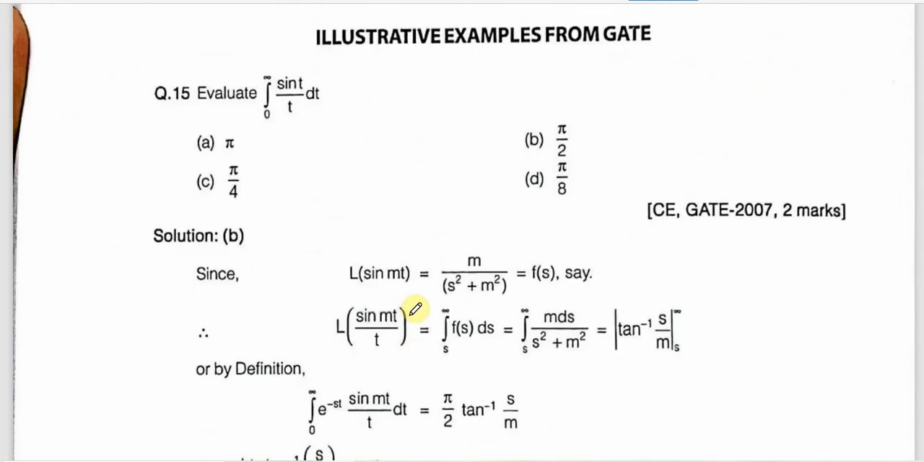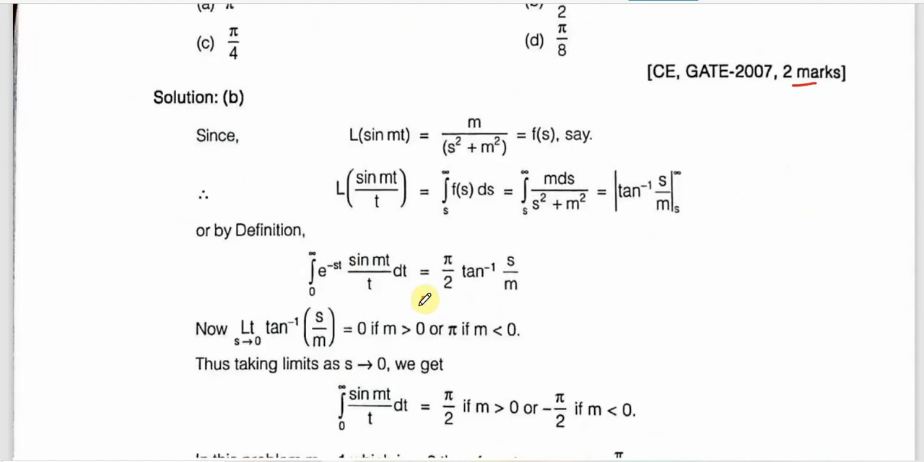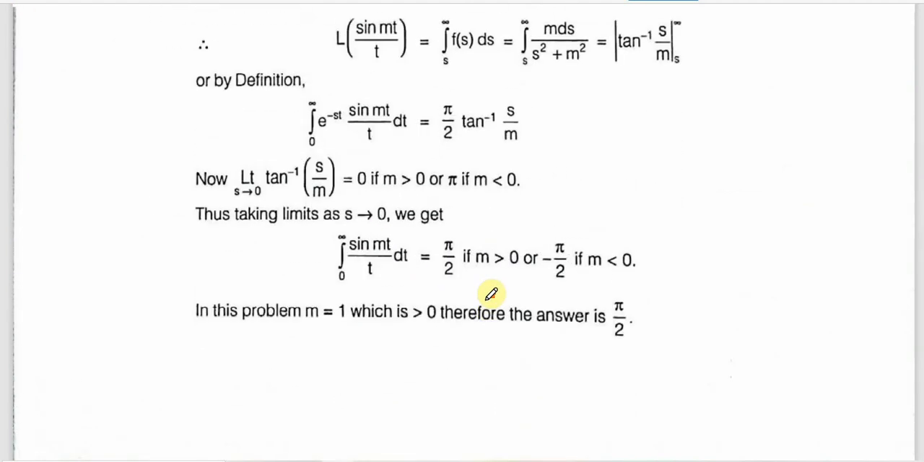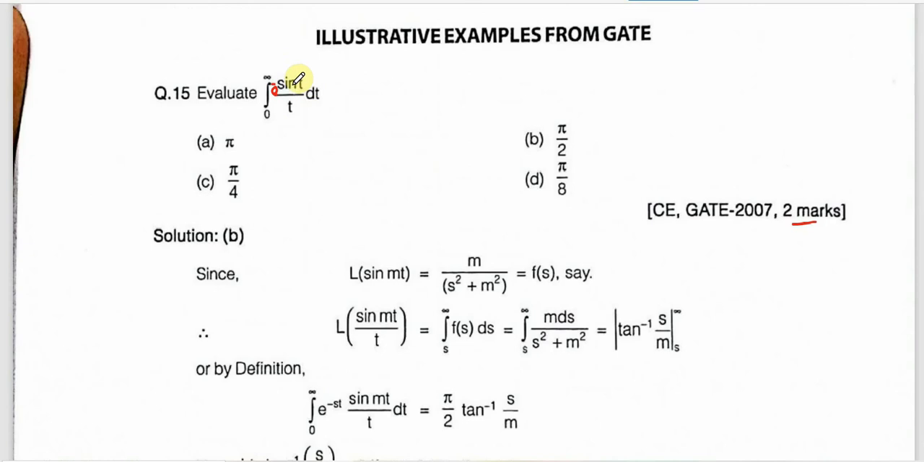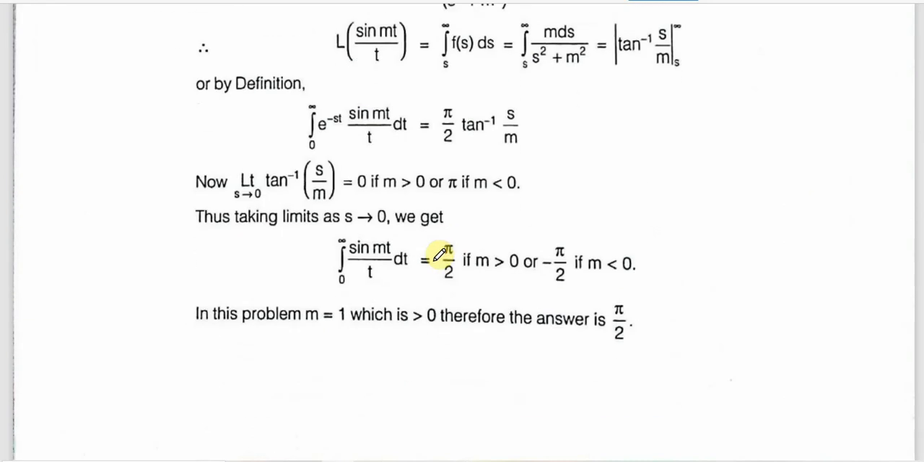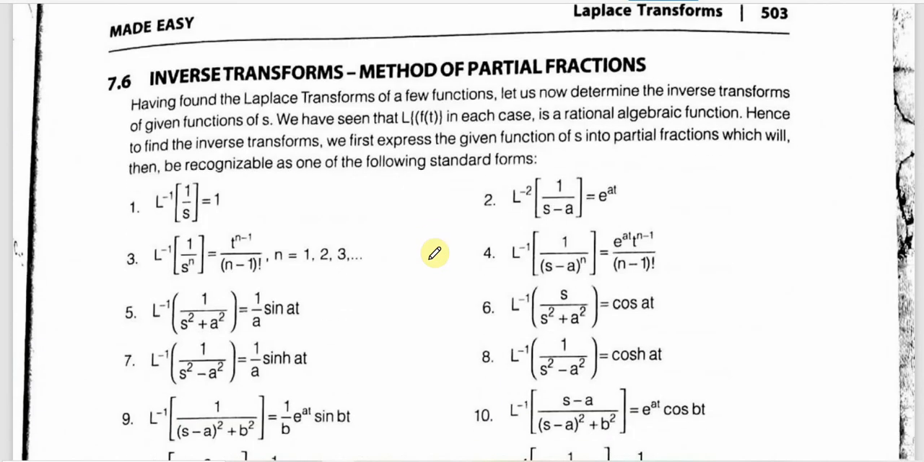Okay, now see, this is a 2 marks question asked in GATE. So 0 to infinity sin t upon t, very easy. Find the Laplace of sin t upon t, where e to the power minus st, s will be 0. It is a very easy problem because here m is not there. In that case, minus pi by 2 was also an answer, but here it will be only pi by 2. Very easy question. Now the next topic is inverse Laplace transformation.